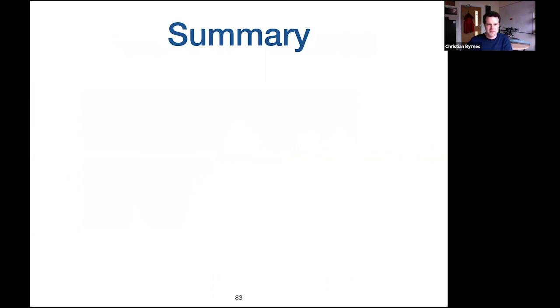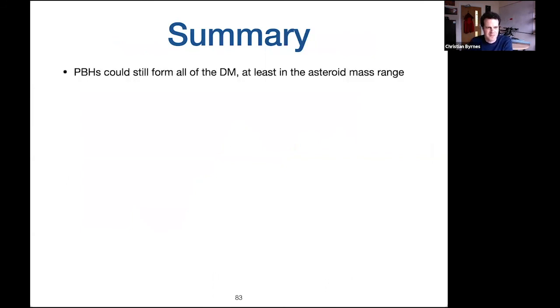Okay, hopefully I haven't been too fast. I've reached the end with 5 minutes to go, so let me summarize. It's still possible for all of the dark matter to be in the form of primordial black holes, at least within the asteroid mass range, so around 10 to the minus 12, 10 to the minus 15 solar masses. There have been various attempts to rule out that mass range. None have stood up to scrutiny. All the other mass ranges are, let's say, controversial.